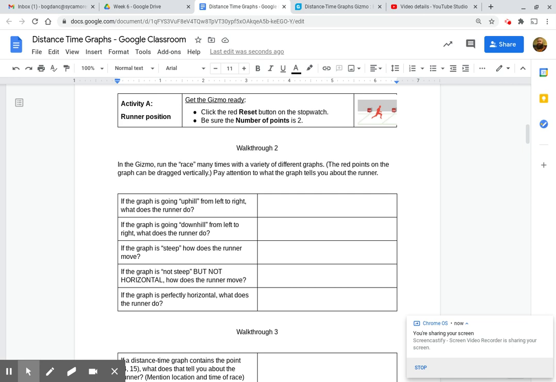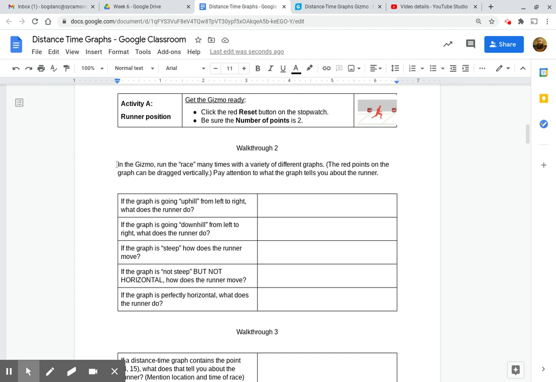The point of activity A is to show you the relationship between the graph and the runner's behavior. So right now, we are not going to change any settings. I know it's super tempting to play, but we're going to make sure that the number of points is 2, and we haven't turned on or selected any other settings.